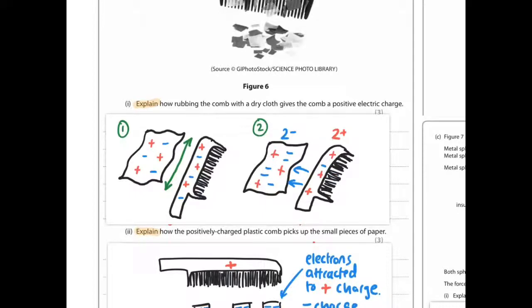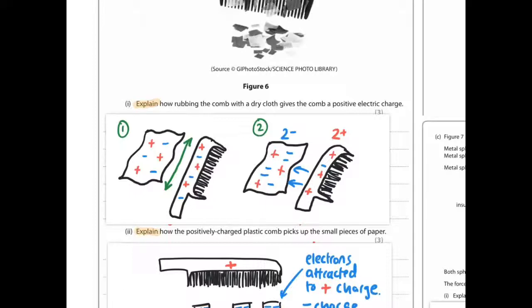So for example, just in this simplistic example, 2 electrons have jumped here, giving this a 2 negative charge because there are 2 more negatives than positives, so 5 negatives and 3 positives. This one has lost 2 negatives. So what this has lost, this has gained. So this has a 2 positive charge because there are 2 more positives than negatives.